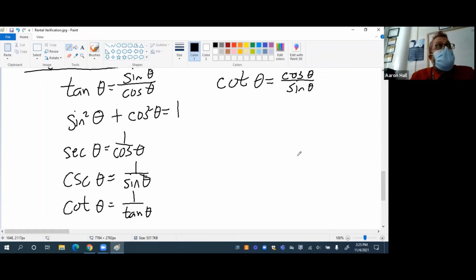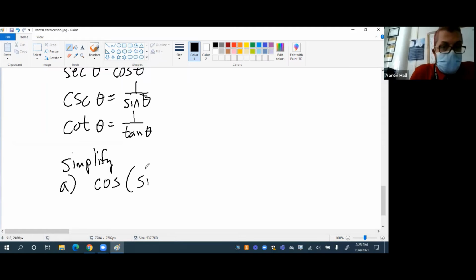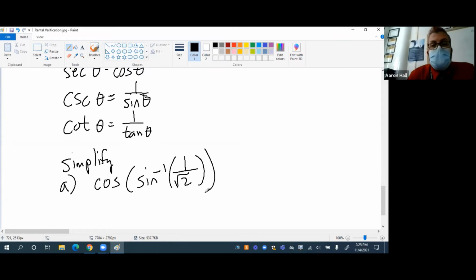Is everybody good? Okay, let's do, I want to simplify. Simplify. And I have cosine of the inverse of sine of 1 over the square root of 2. How do I simplify this?